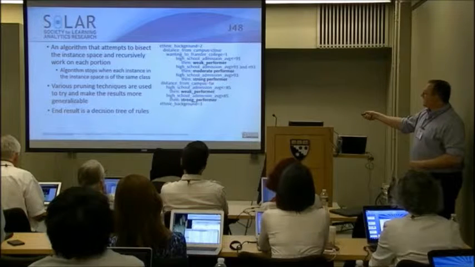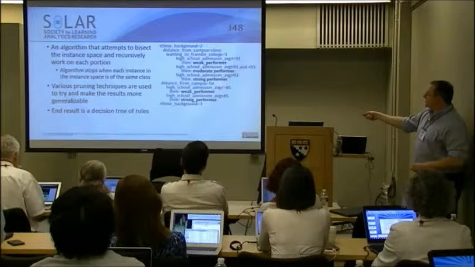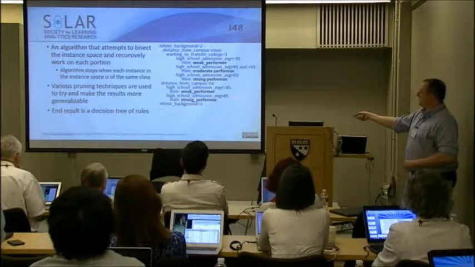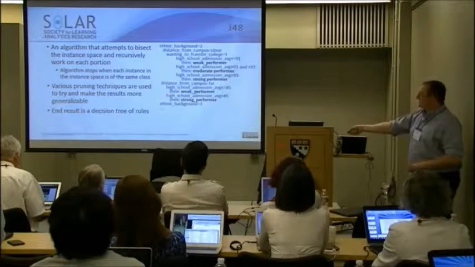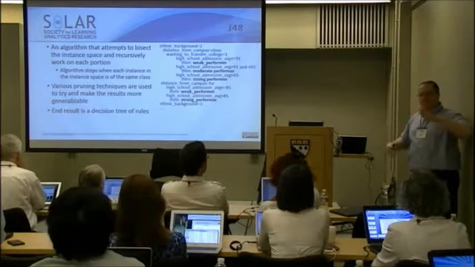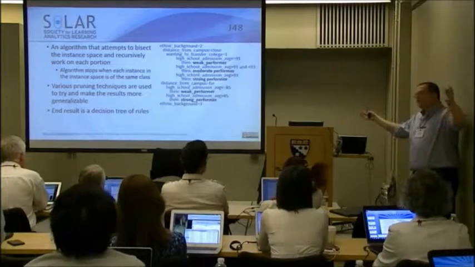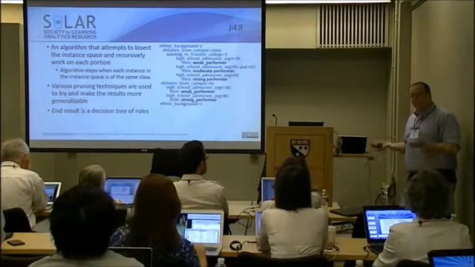If your distance from campus is far, if your high school admission average is less than or equal to 85, you'll be a weak performer. Otherwise, you'll be a strong performer, and so forth. And so you can build these rules up. And actually, these decision trees get big quickly and get confusing quickly.